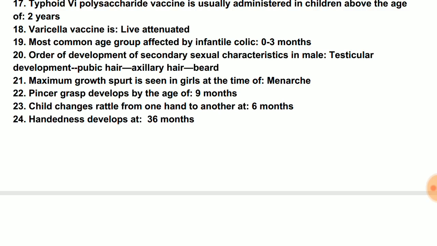Order of development of secondary sexual characters in male: first is testicular development, next is pubic hair, next is axillary hair and next is beard. Maximum growth spurt is seen in girls at the time of menarche.